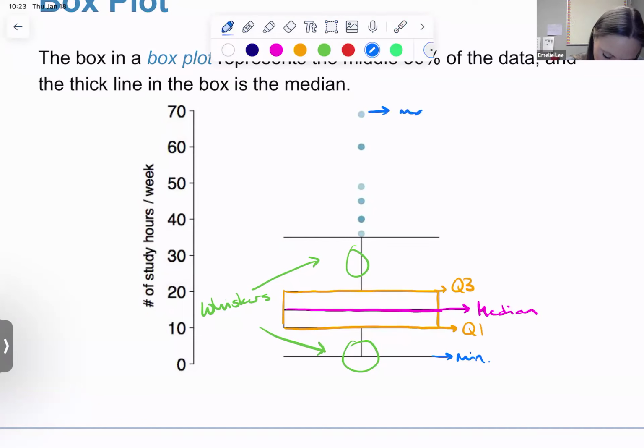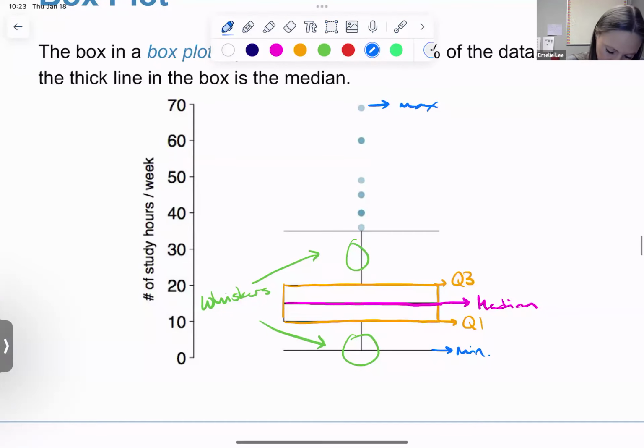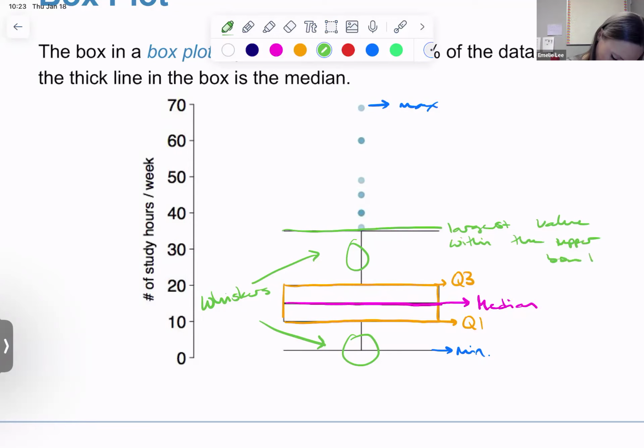But so here, this is the maximum, whereas this is the largest value within the upper bound. So the whiskers extend to the minimum or the maximum, so extend to the largest data point within the data set that's within the upper and lower bounds. But if you have values beyond the upper and lower bounds, then they're considered outliers, right?